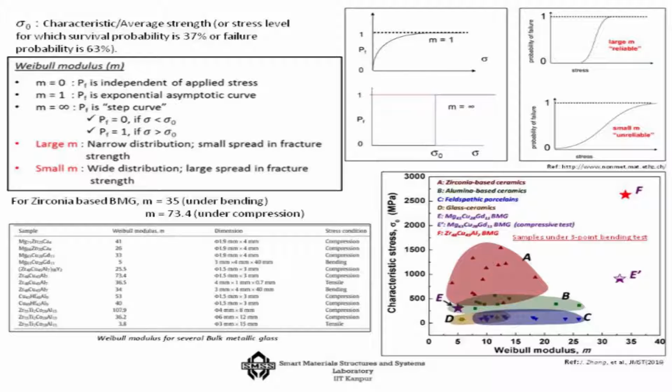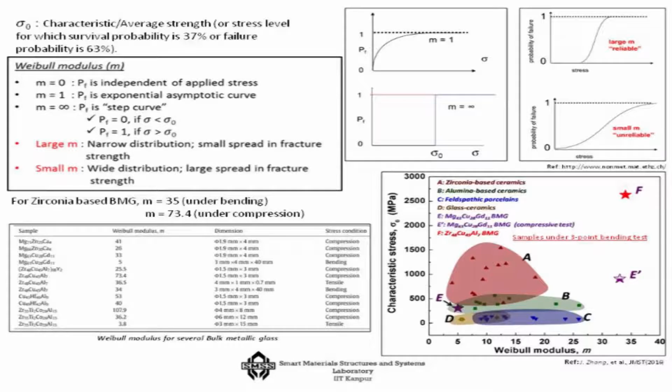Large m essentially means that there is a narrow distribution of the property. That means the particular property is very crisp. We call it a crisp probability. That means the material property variation range is very small. On the other hand, a smaller m means it is a wider distribution, a larger spread in fracture strength.